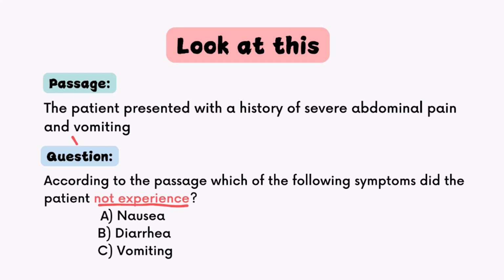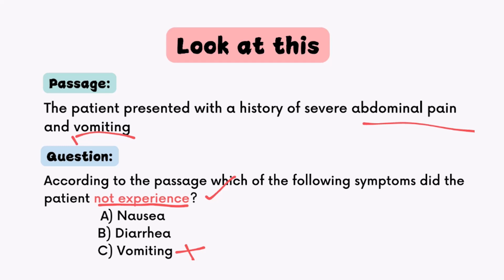So in your passage, they have already mentioned abdominal pain and vomiting. So vomiting is a symptom the patient already had. In your question, what they have asked is not experience. Not experience means the patient has no such symptom. So you can eliminate vomiting, right? All right. Then about diarrhea and nausea, they have given these as the other two options.